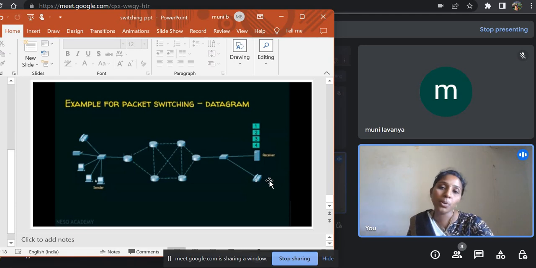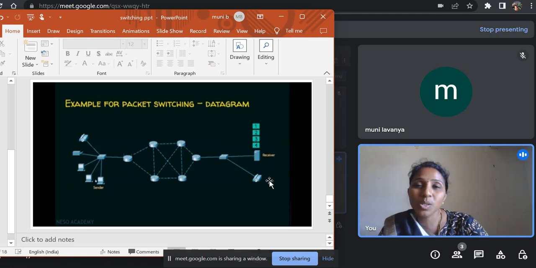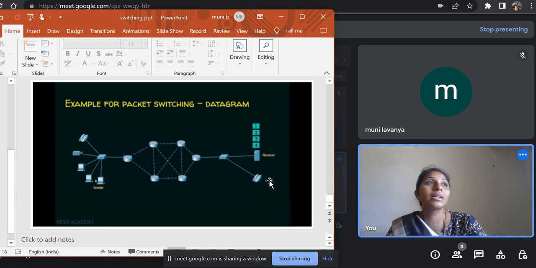So what we learned from this class is what switching is. Switching means deciding the path from multiple paths. We implement it in networking in three ways: circuit switching, message switching and packet switching. And packet switching is implemented in two approaches: one is the virtual circuit approach and the other is the datagram approach.